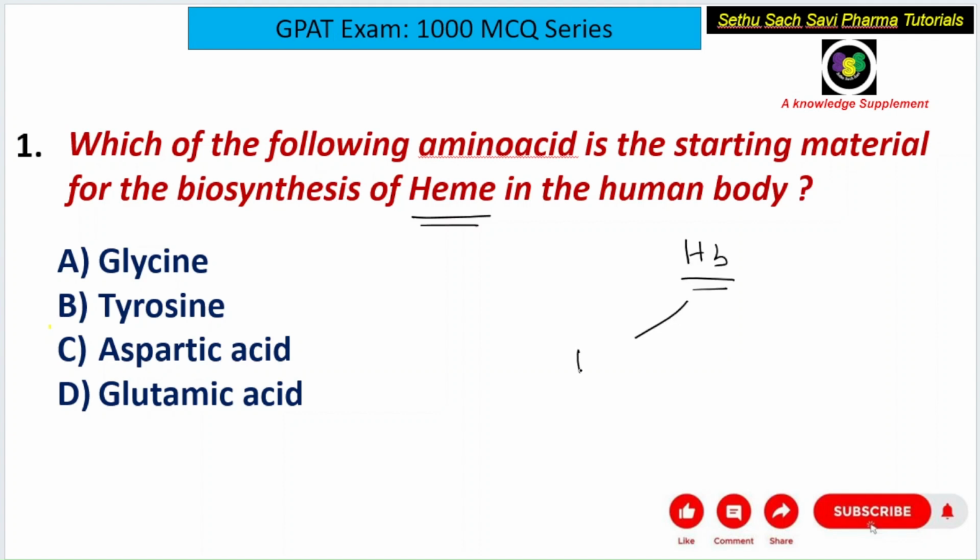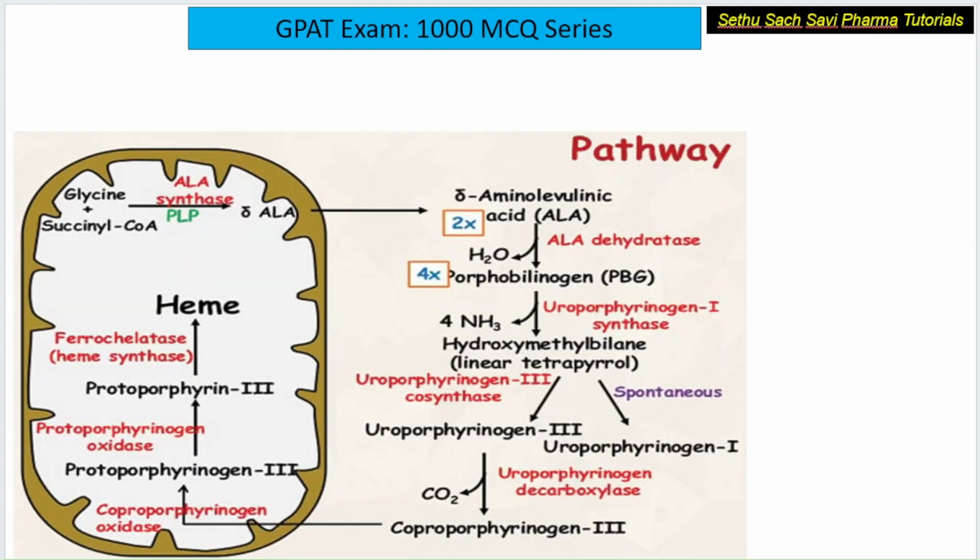Hemoglobin contains the heme, which is the non-protein part, and the globin part. Now the question is, from which compound or which molecule this heme is synthesized? So basically this heme is biosynthesized in our body from an amino acid. And what is that amino acid? So this is the pathway for the heme biosynthesis in the body. So as you can see, the simplest amino acid called glycine, along with the succinyl CoA are the starting materials for the biosynthesis of heme in the body.